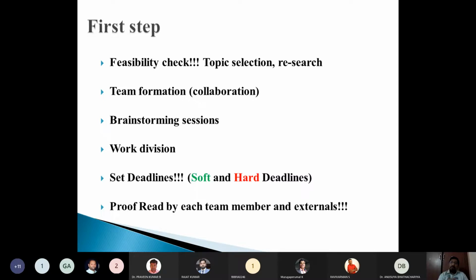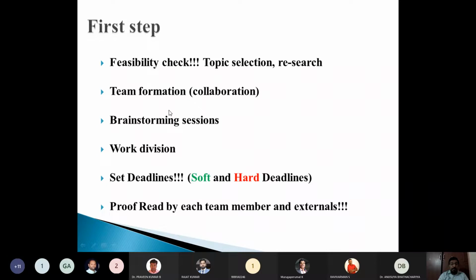What do we mean by affiliation? It is what industry or organization they belong to, or which country they belong to. Generally, we need to have out of the box thinking, and the ideation should be perfectly done. It is recommended that we go with some externals, maybe outside the country or outside the organization, so that you get a different perspective of your idea.